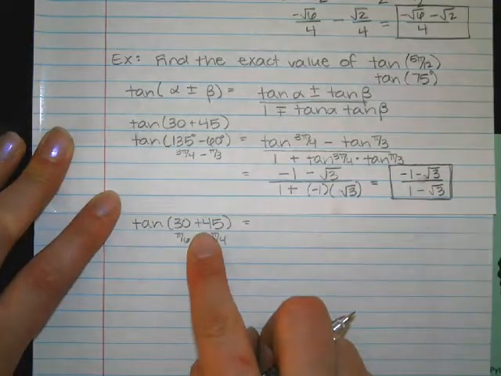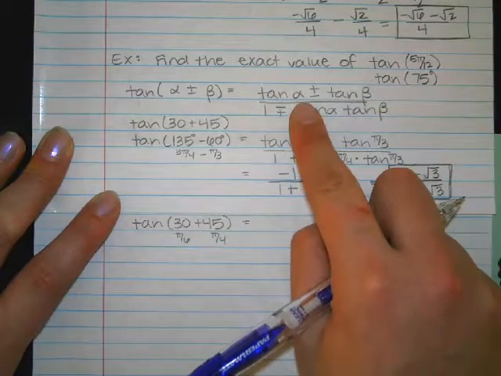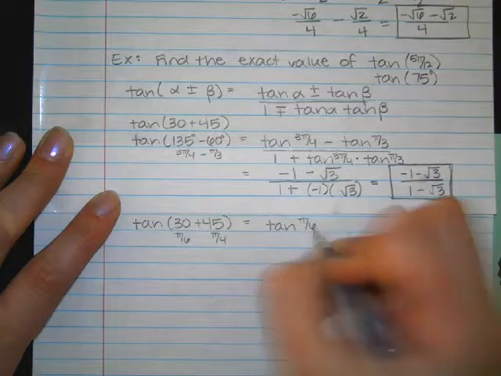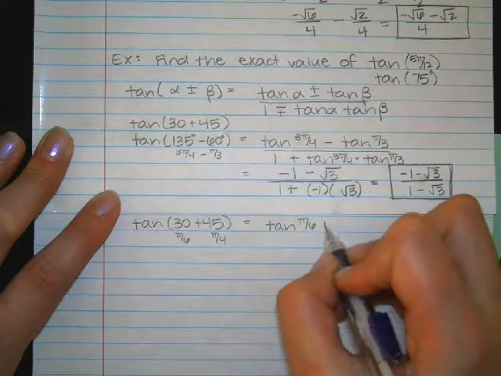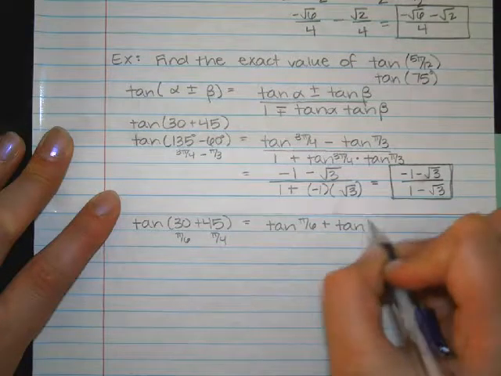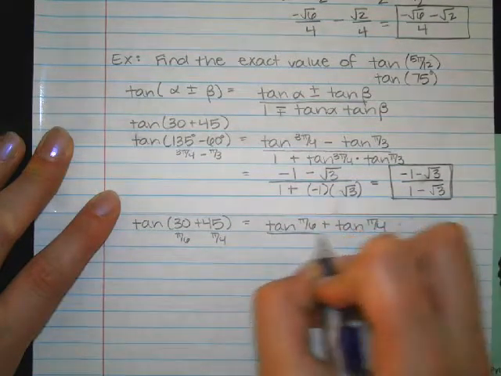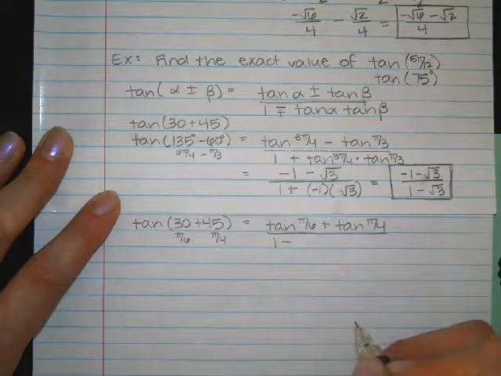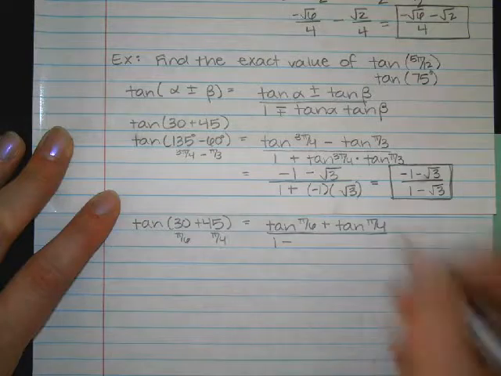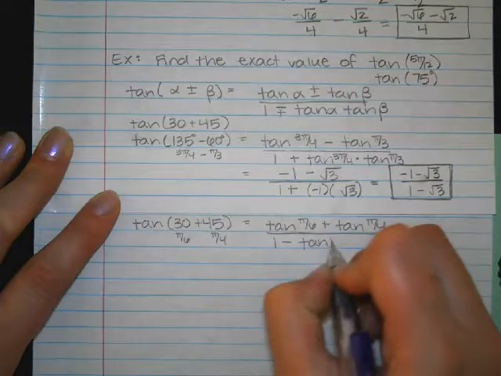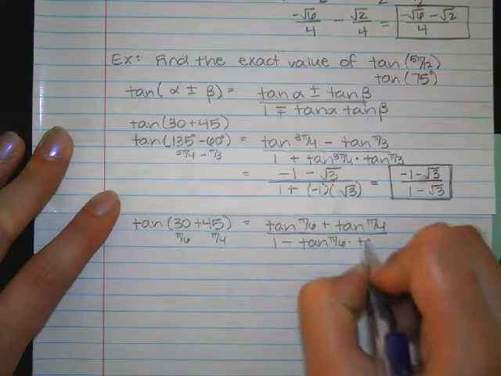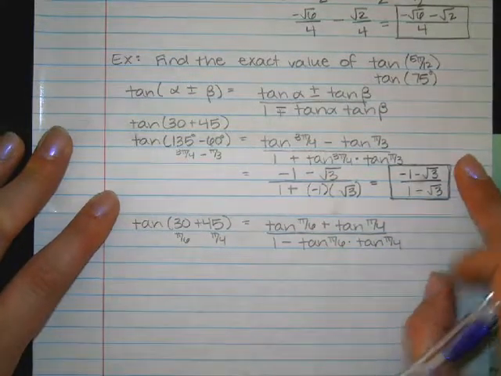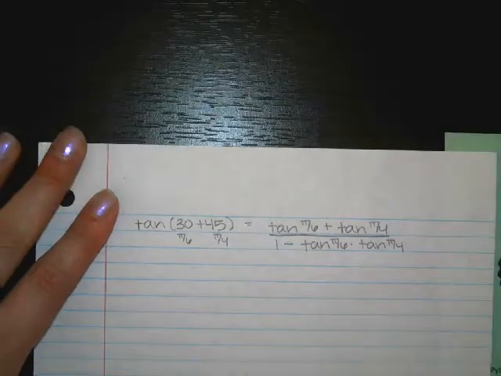So that means that if we follow the formula, we're going to have tan of pi over 6, and we do the same sign for the top, so plus tan pi over 4, divided by 1 minus, because we're doing the opposite sign this time, tan of pi over 6 times tan of pi over 4. Okay, that's the problem we're doing this time.